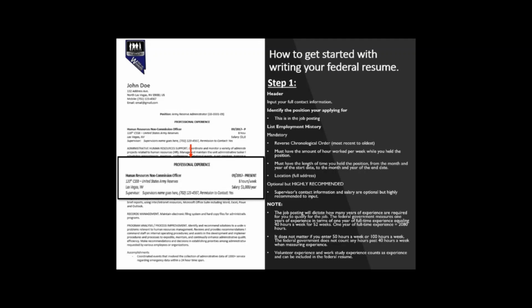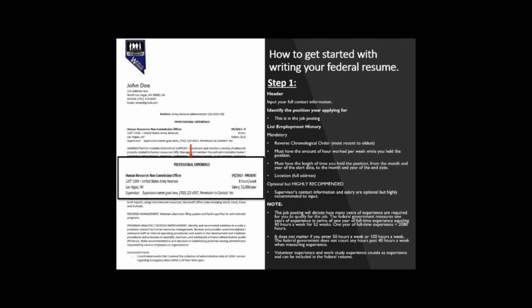Next, you're going to have to put the amount of hours that you were scheduled to work while you held the position. This could be, if you're a full-time employee, 40 hours a week. If you're a part-time employee, however many hours a week you're regularly scheduled for on average.